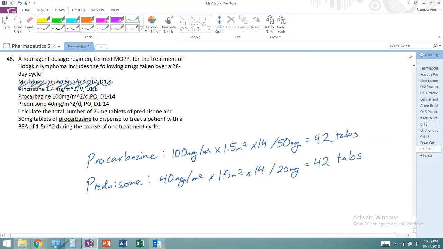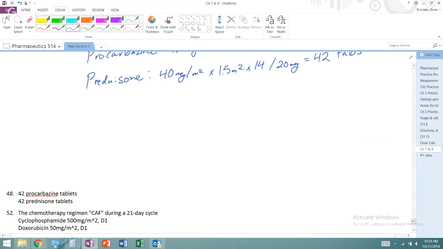But yeah, one of the things that you could also look at is that I noticed afterwards that the 50 milligrams goes into the 100 and the 20 goes into the 40 twice. So very easy to figure out which one goes to what.